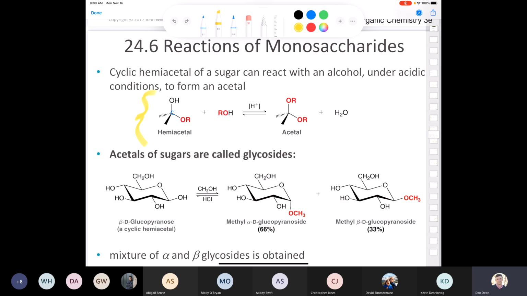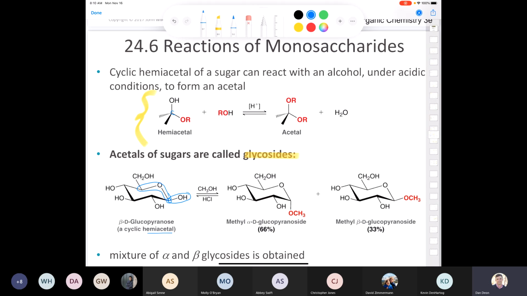You've got to know that name, and that name is a glycoside, right? If we examine the anomeric carbon, what's it attached to? It's got a hydroxyl, and it's got an ether on it like that. So you can clearly see that that is a hemiacetal. When we treat that with an alcohol like methanol and hydrochloric acid, we end up getting a mixture of glycosides. And what do I mean by a mixture? We end up with both the alpha and the beta glycoside in this case.